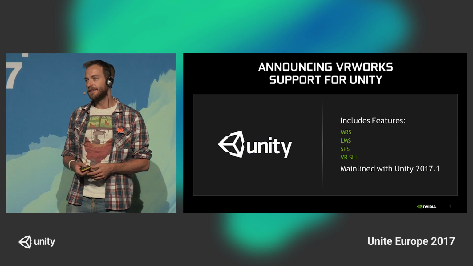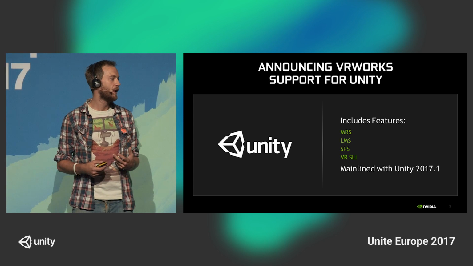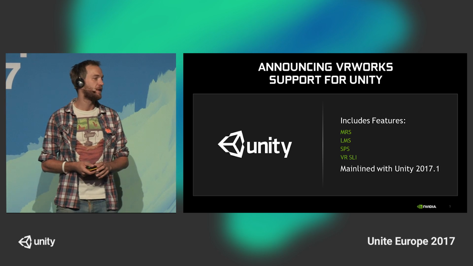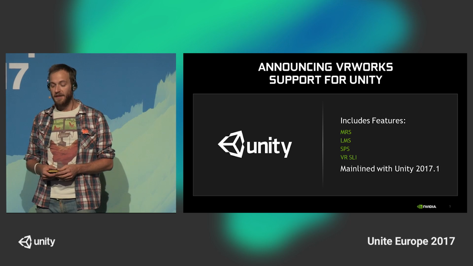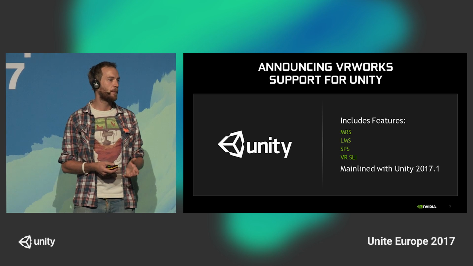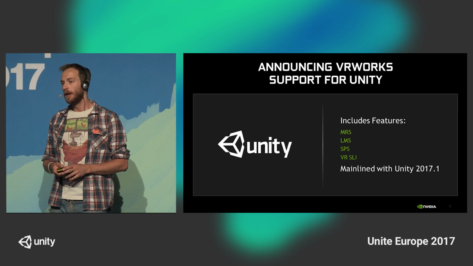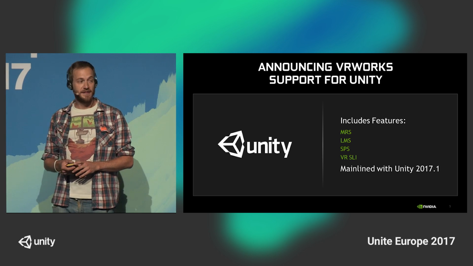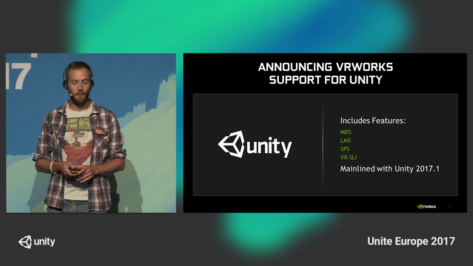So how do you manage to run on existing hardware and still get the performance boost that you need? The solution for that is VRWorks. It's a concise suite of tools that we are pushing out to developers to help them with their virtual reality app development. VRWorks is also available for Unity now. It was available as a plugin before, but now it's getting mainlined with Unity 2017.1. It includes features like multi-res shading, lens match shading, single pass stereo, and VR SLI. I'm going to go into detail on all of this in a bit.